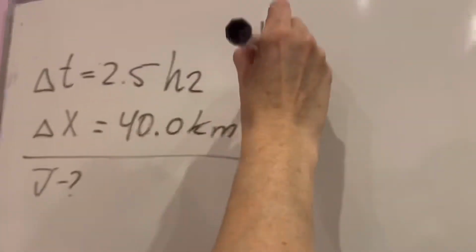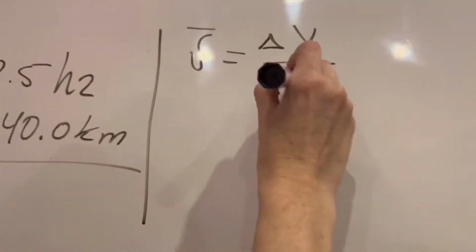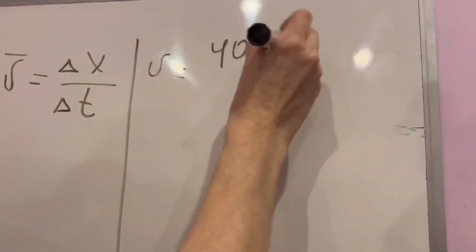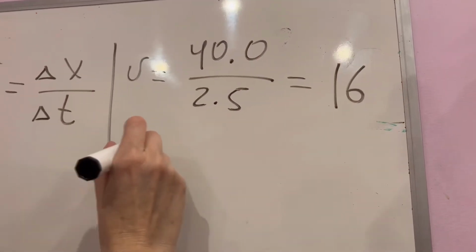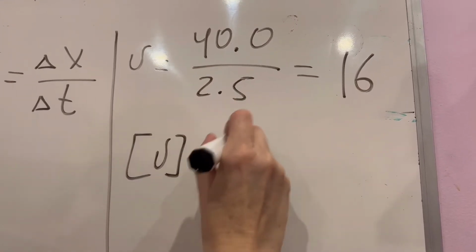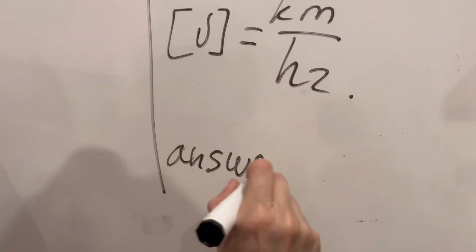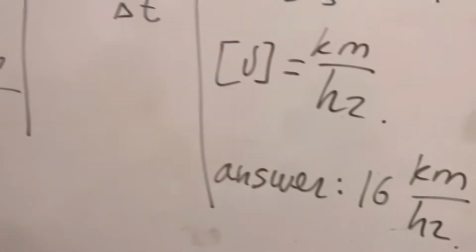We know that the average velocity, v, of an object is the displacement divided by time. v equals 40 divided by 2.5. The answer is 16. Always calculate units. v equals kilometers over hours. The answer is 16 kilometers over hours.